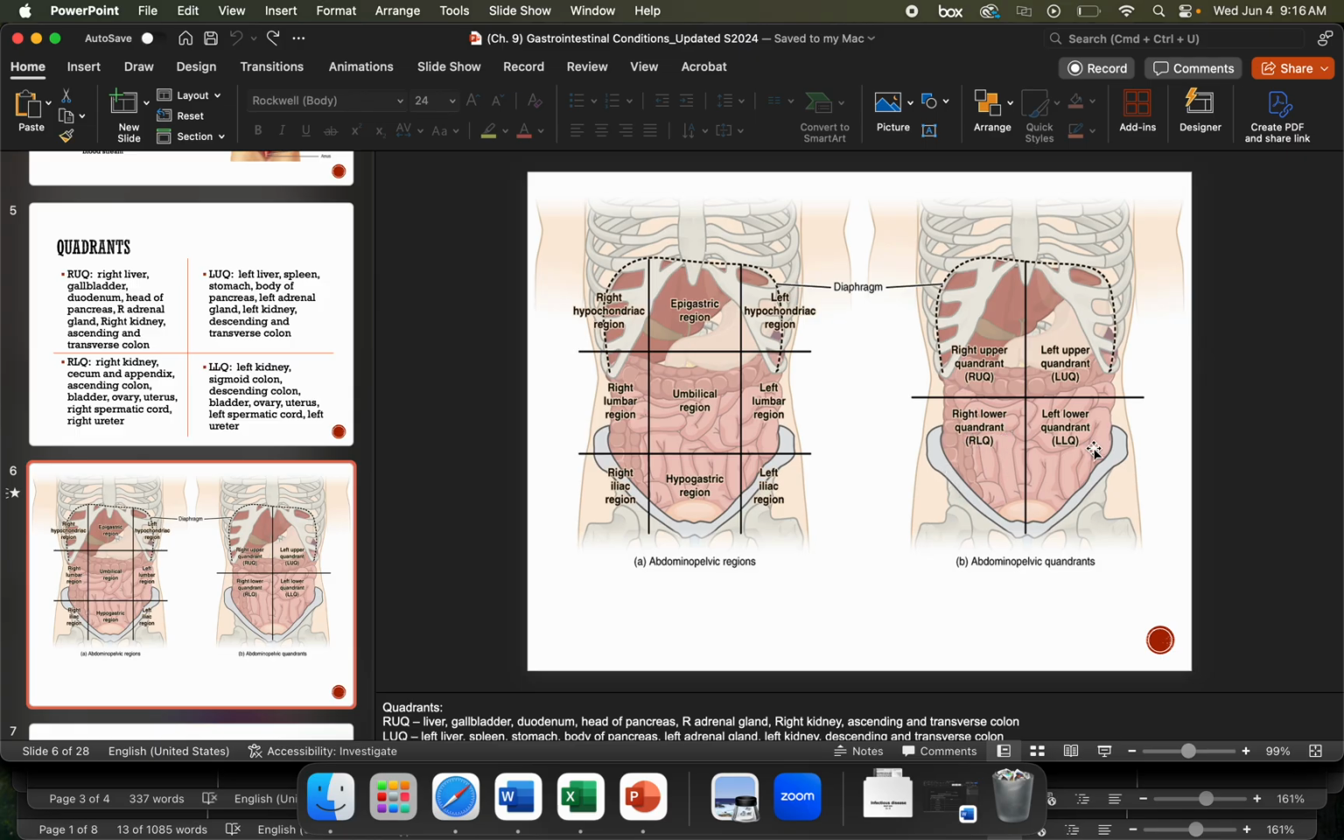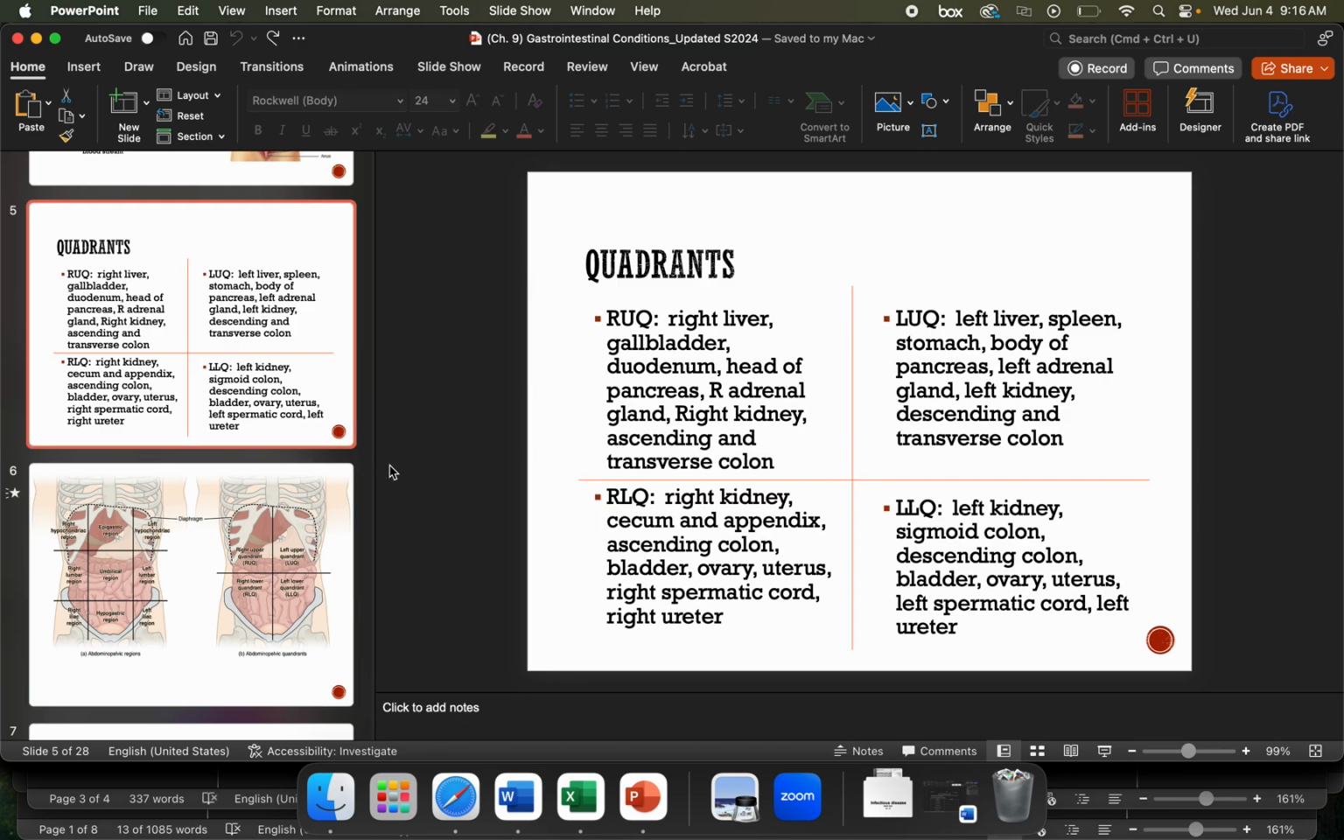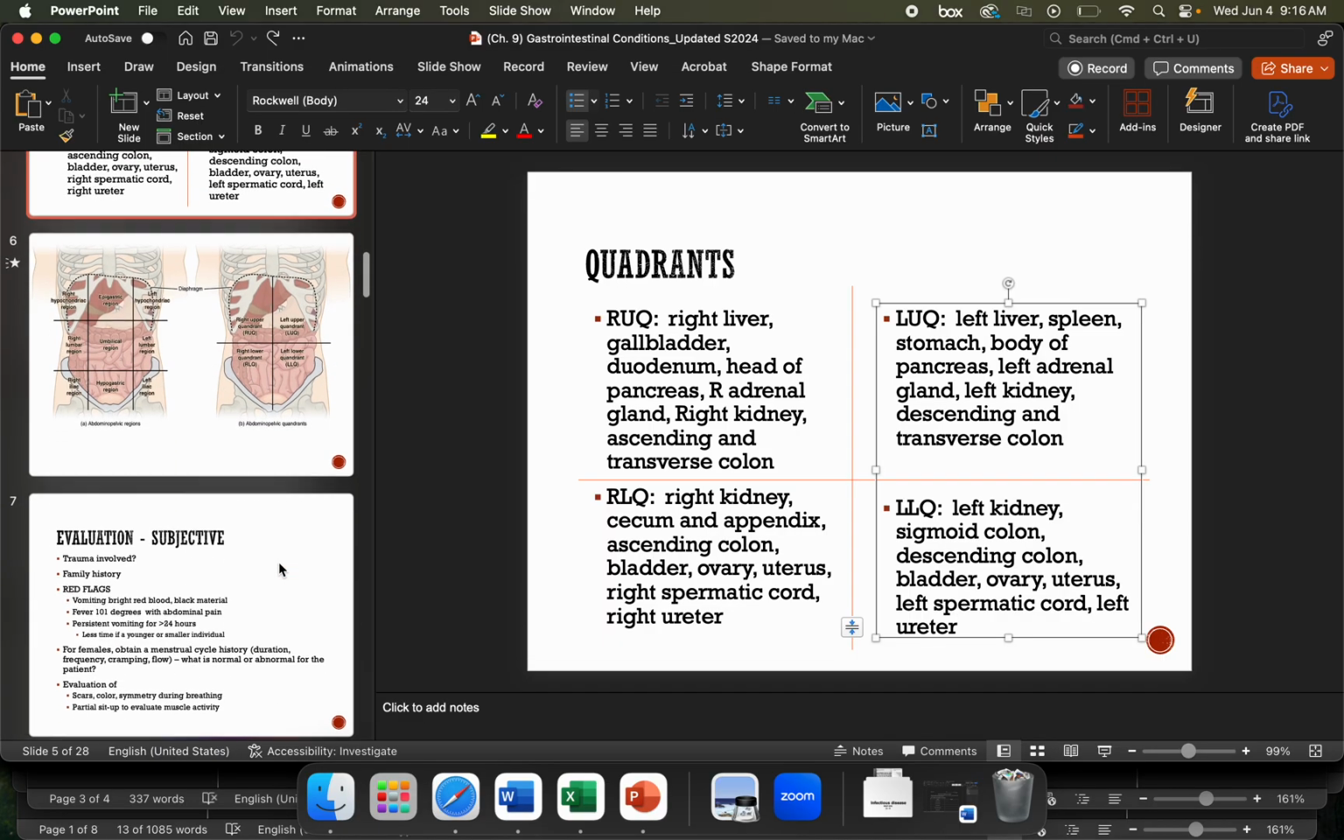We're also going to have the kidneys on the back side, so I don't have a picture of that. This is also where we start to get into some reproductive anatomy, which sometimes causes problems. So right kidney, cecum and appendix, which is part of the ascending colon. We have the beginning of the bladder, in females the ovary and uterus, and in males the right spermatic cord, and then that ureter descending from the kidney. Left kidney, sigmoid colon, descending colon, bladder, again ovary, uterus, spermatic cord, and ureters.